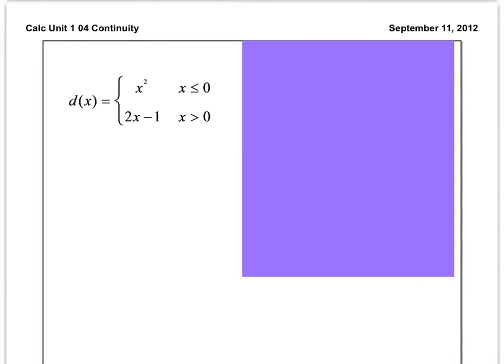This function is a piecewise function, and there's not really a problem area except at the join point, so at x equals 0. What's going on there? So here we have a parabola, and here we have a line. And what's happening at x equals 0? Are they attached?